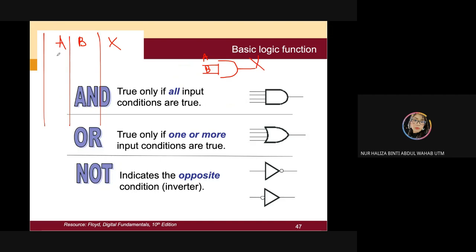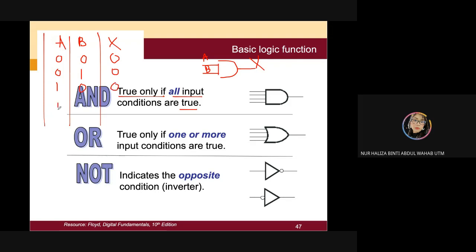First of all, you're going to have 0, 0. If A is 0, if B is 0, what will be your answer for X? So here you're going to see that you only have true if all the conditions are true. So that means X is 0. If let's say you have another condition, 0, 1, your answer will also be 0. Another scenario, you will have 1, 0, A as 1, B as 0. You're going to have 0 also.